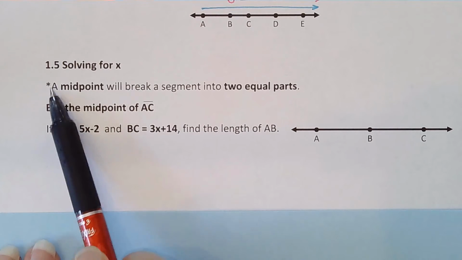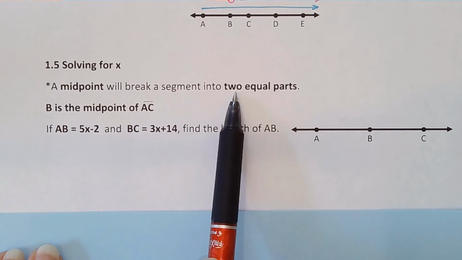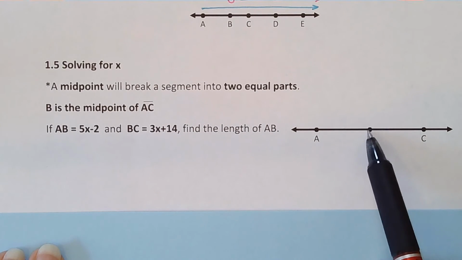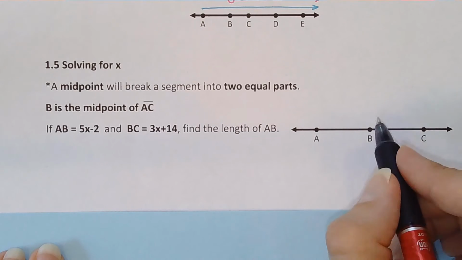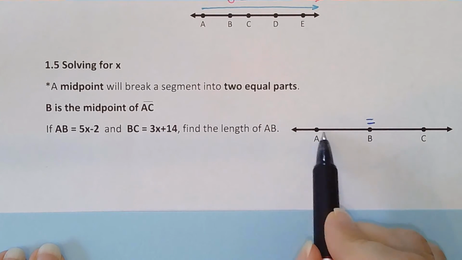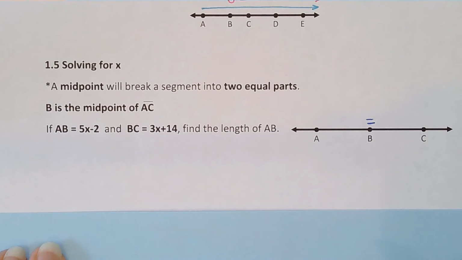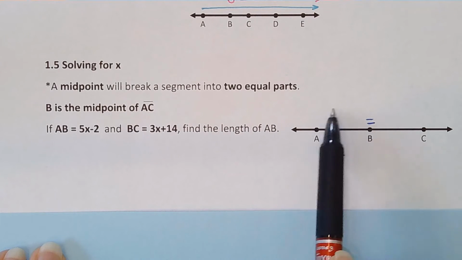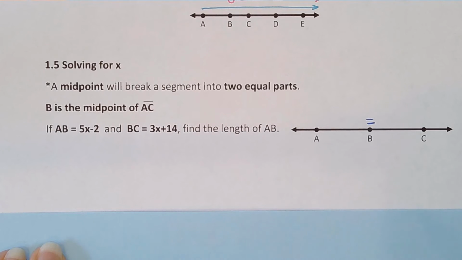So the important thing here, and by the way, this is section 1.5, a midpoint will break a segment into two equal parts. So if B is my midpoint here, then that's going to break this segment into two equal parts, right? So whatever I've got on this side of B is going to be equal to whatever I've got on this side of B, right? So two equal parts. If they tell you that you have a midpoint, you know you've got two equal parts here. And if they're equal, we can set them apart from each other and put an equal sign in between them. And we've got an instant equation, right?